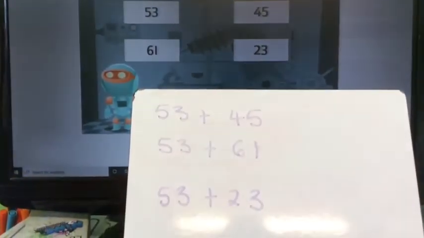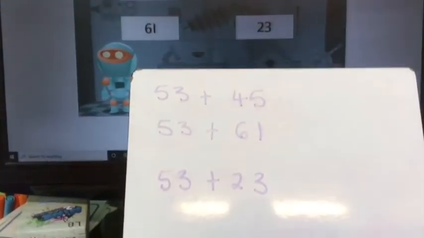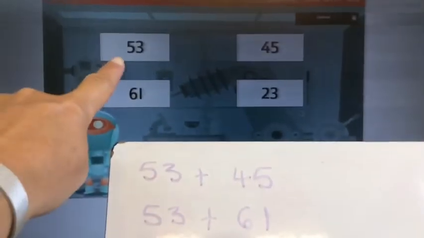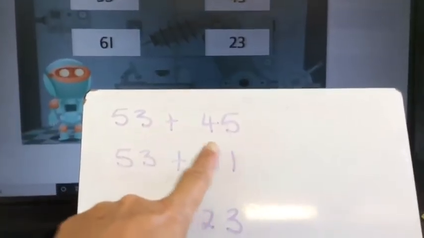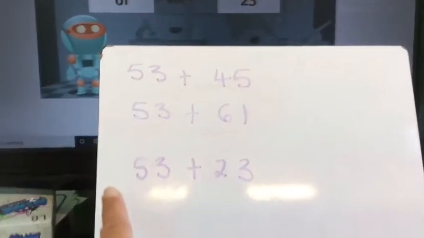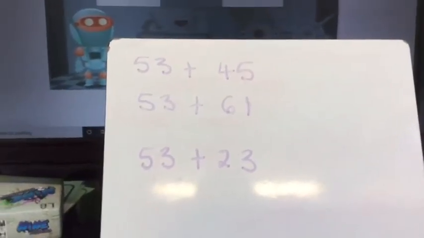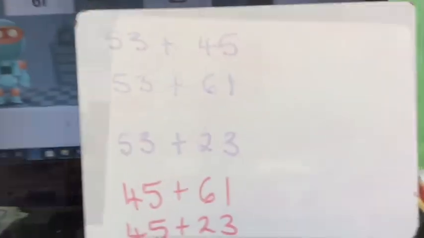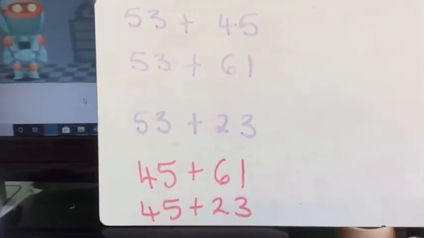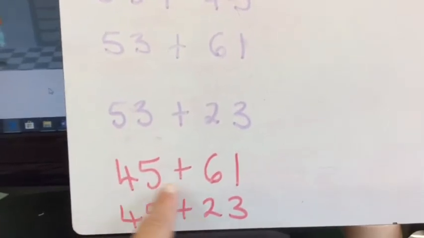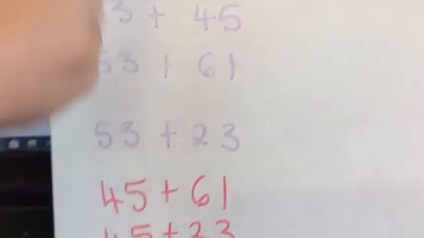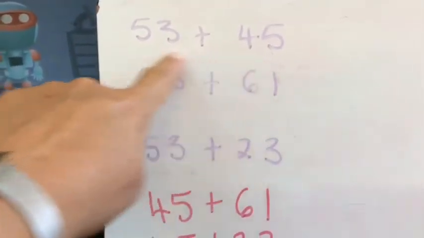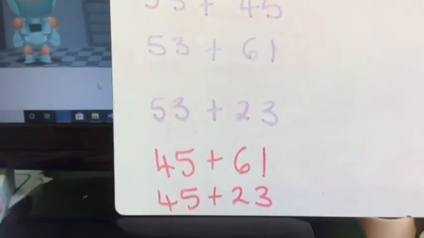So I'm going to try and do it systematically so that we don't miss any out. So I've started with the 53, the first number. I've added it to the 45, to the 61, and then to the 23. Now let's start with the 45. And you see I've started with 45, add 61. I didn't do 45, add 53 because you've already got that there really, haven't you? Just the other way round.